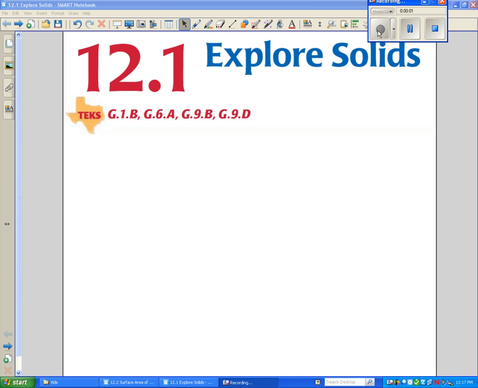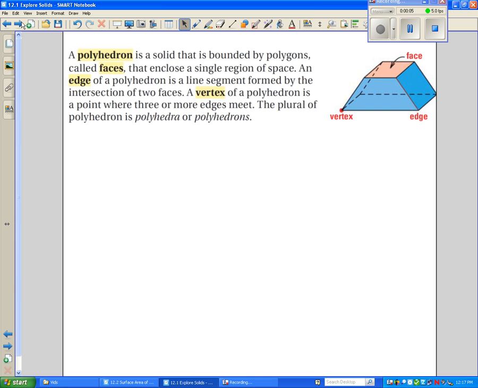All right, 12.1, explore solids. This is just an introduction to three-dimensional solids. Go ahead and draw this trapezoidal prism in your notes. If you need to pause the video, go ahead and do that. Just want to identify the different pieces of a polygon, or excuse me, a polyhedron.